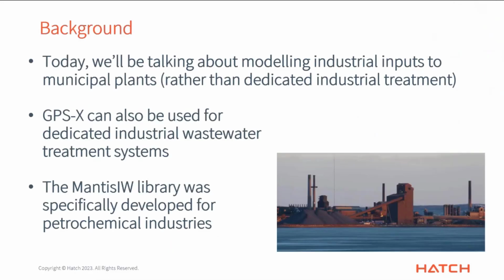Okay, so just to reiterate again, I'm not talking about modeling industrial wastewater by itself, so not dedicated systems, but rather I'm talking about running a model of a municipal wastewater system, and seeing how it can be affected by suddenly having a large COD load with low nutrients in it come to the plant, and how you would model that and what useful things you can do with that system.